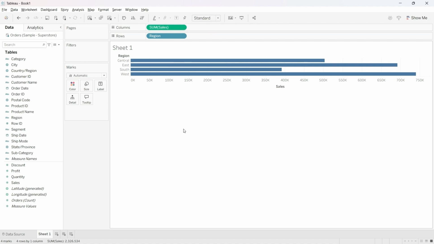Notice what happens. Now we have central, east, south, and west. The region dimension has divided our sales data into groups. Tableau is now calculating sales separately for each region. Let's replace region with category.